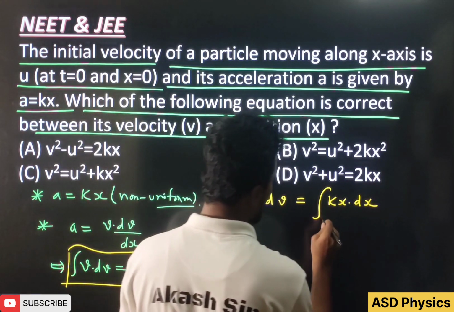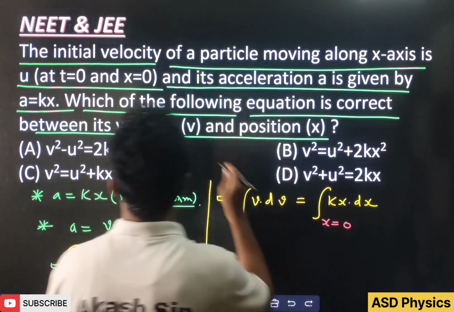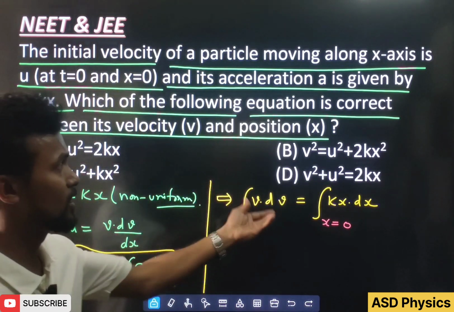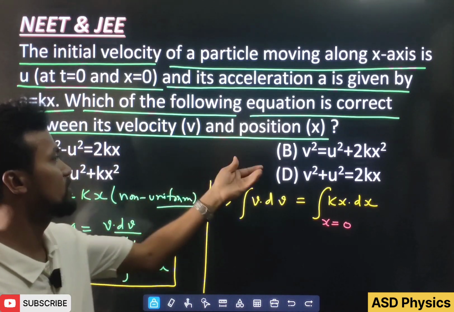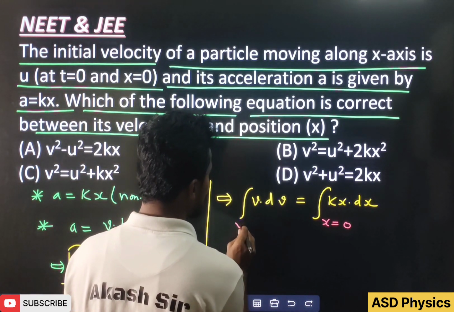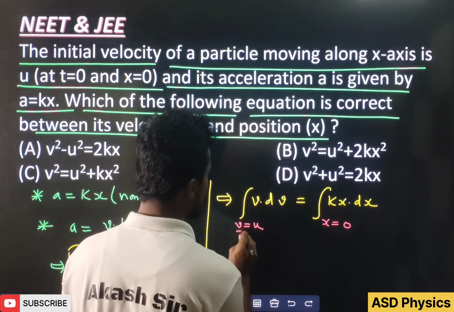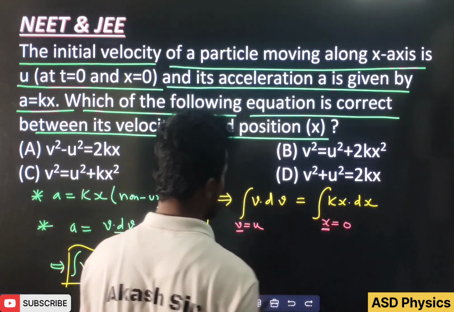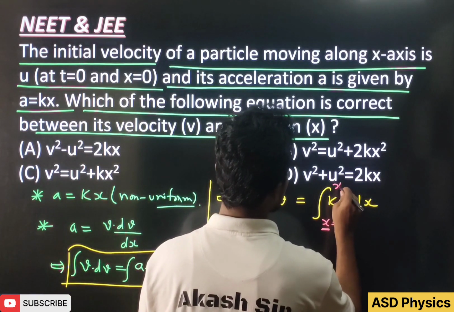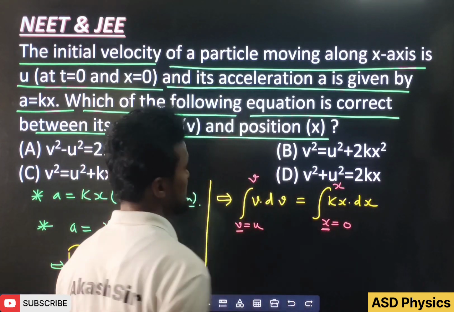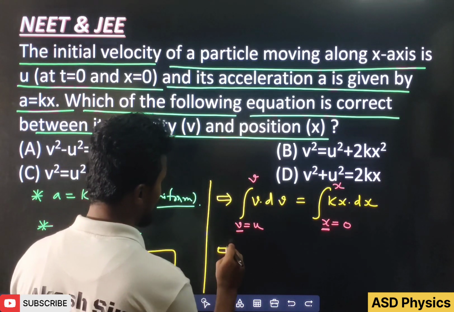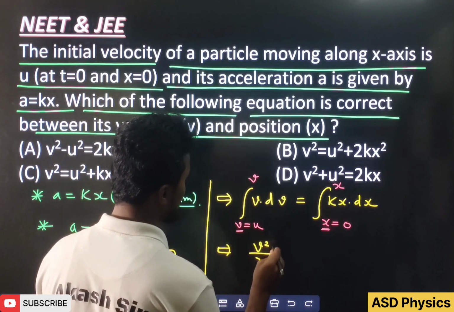So see here, when x equal to 0, here we need the velocity. Initial velocity, anyhow, when you check the options, initial velocity should be u only. So this indicates velocity, this indicates position. When position is 0, velocity is u. After that, if the position is x, let's take the final velocity as v. Then v into dv means v square by 2.